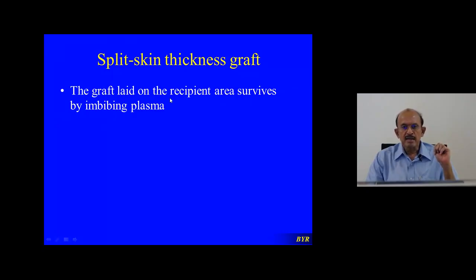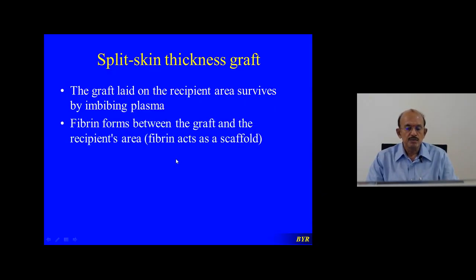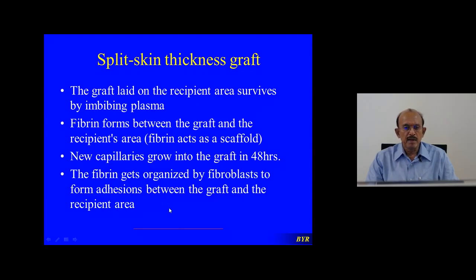The graft laid on the recipient area survives by imbibing plasma. So you take this graft and keep it over a raw area. The fluid that's coming from the raw area helps it to survive there. Fibrin forms between the graft and the recipient's area. New capillaries grow into the graft in 48 hours. The fibrin gets organized by fibroblasts to form adhesions between the graft and the recipient area.